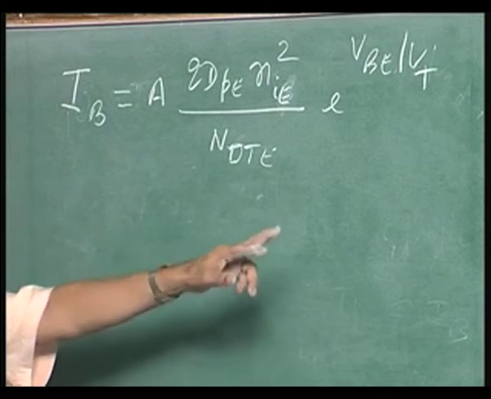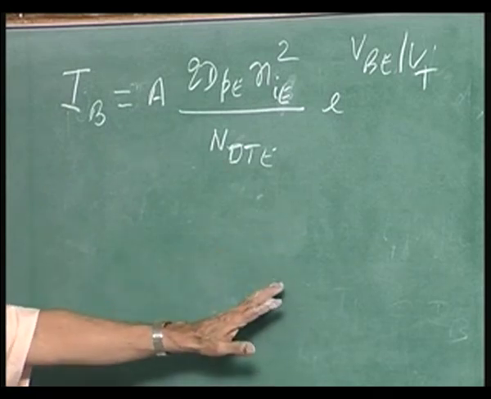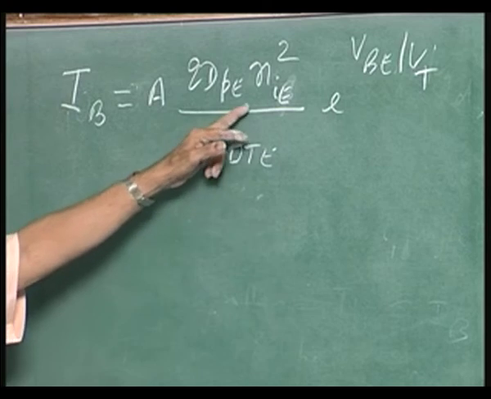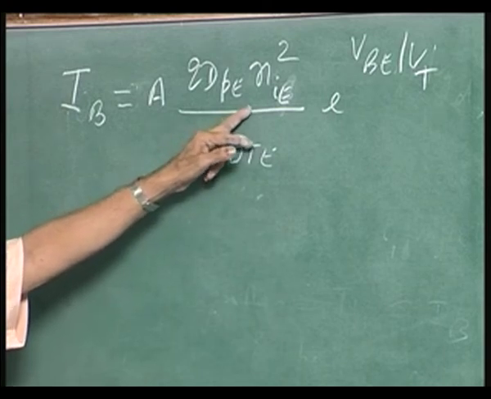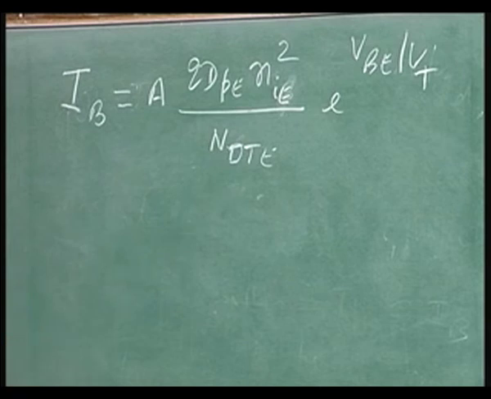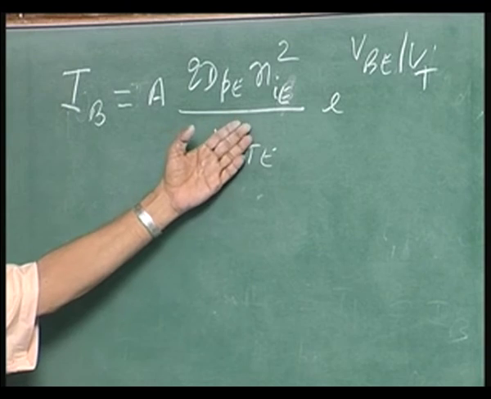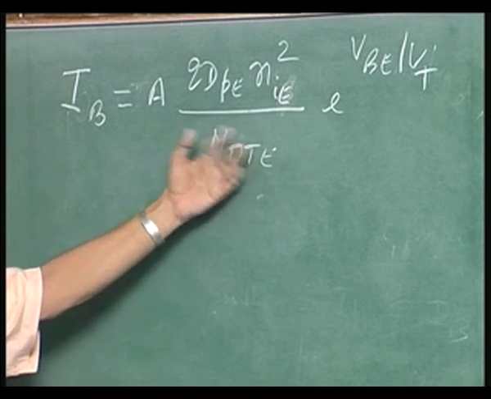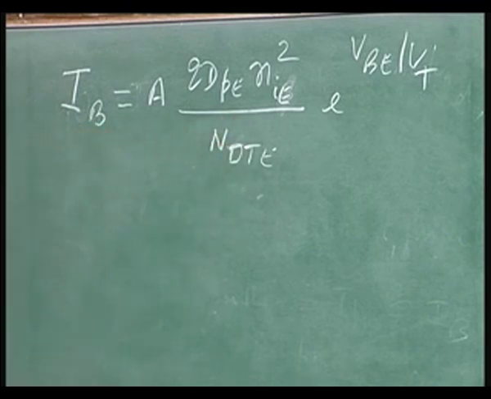Notice I have rewritten that equation, whatever I have written earlier, replacing Ni by Nie square. I just want to distinguish between the base width, base doping, base region intrinsic concentration and emitter region concentration. If it is different, what happens?